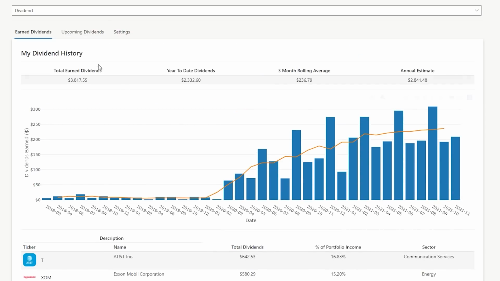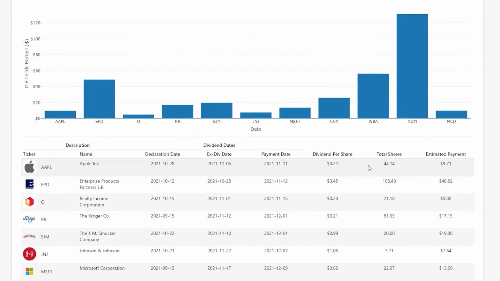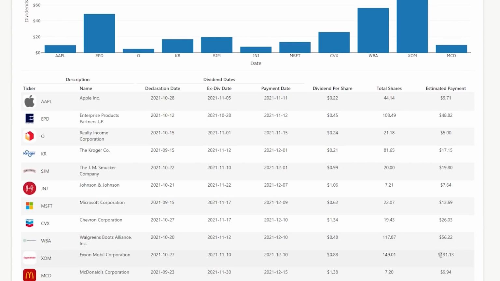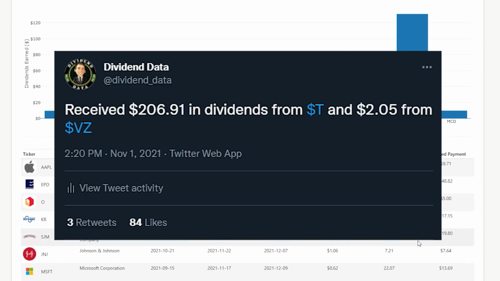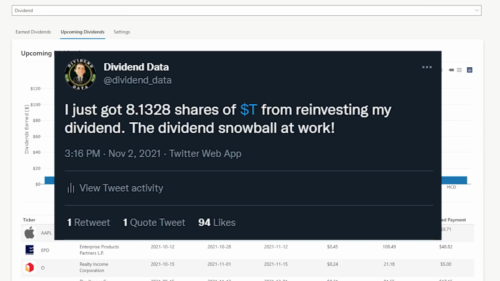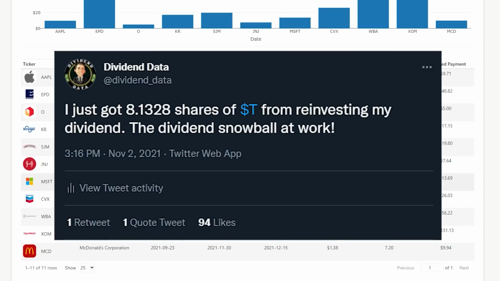Let's look at my upcoming dividends. On the 11th, I get $9.71 from Apple, followed by $48.82 from EPD on the 12th. My biggest payments coming up are $56.22 from Walgreens and $131.13 from ExxonMobil. On November 1st, I earned $206.91 from AT&T and got 8.1328 shares from reinvesting dividends.